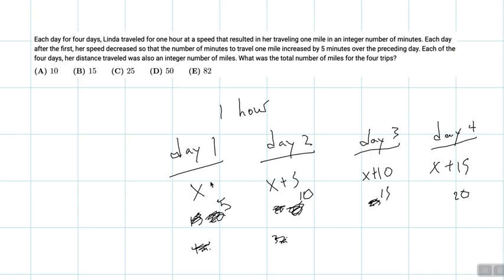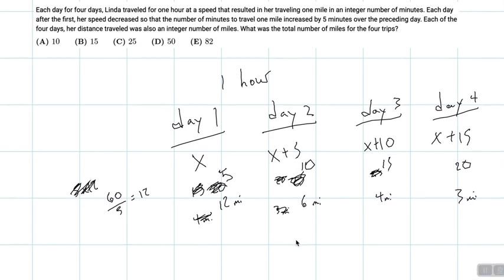and over the course of an hour, 5-minute mile, 60 divided by 5 is 12, so 12 miles. She did a 10-minute mile, 60 divided by 10, 6 miles. She did a 15-minute mile, 60 divided by 15, 4 miles. 20-minute mile, 60 divided by 20, 3 miles. Add these up, we get 25 total.